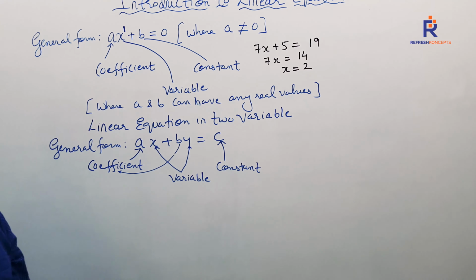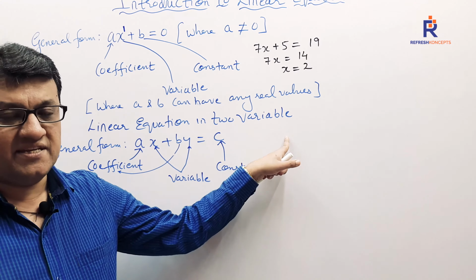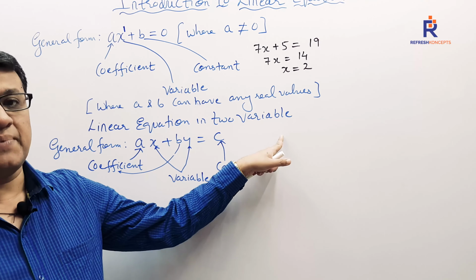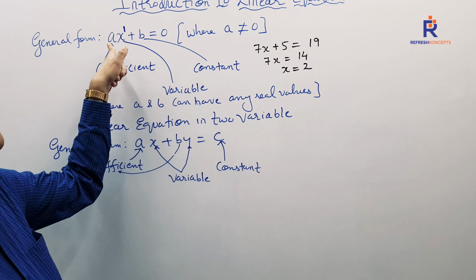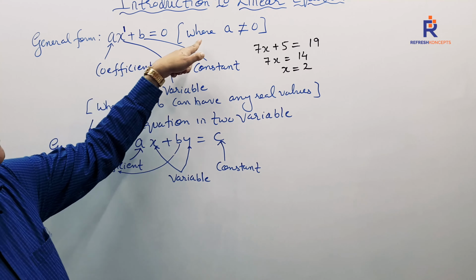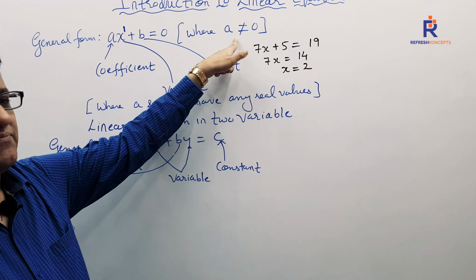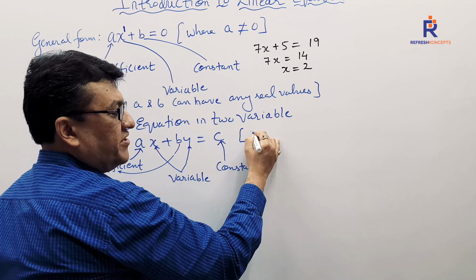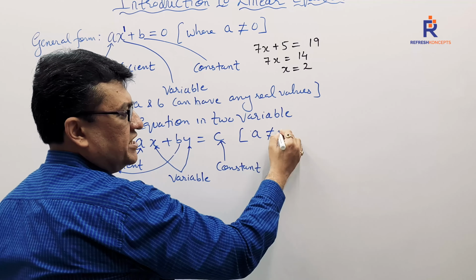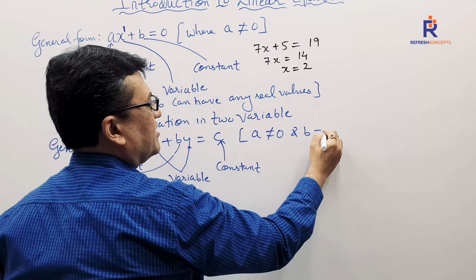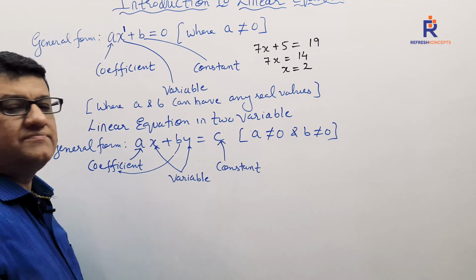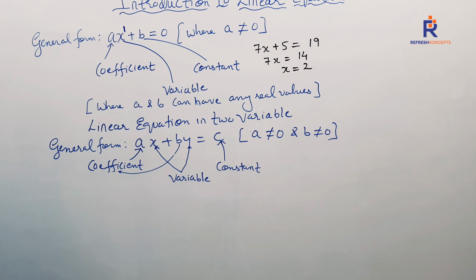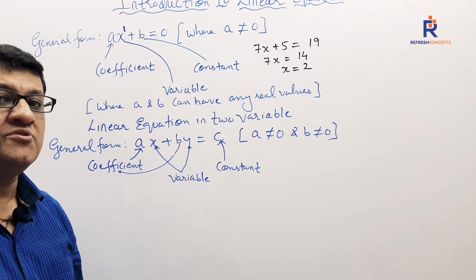Now you must be thinking that sir hasn't written down any restrictions or conditions over here. Indeed, the conditions apply. In one variable, it was ax plus b equals 0 where a is not equal to 0. Absolutely on the same line, the condition applied is that a cannot be equal to 0 and b also cannot be equal to 0.